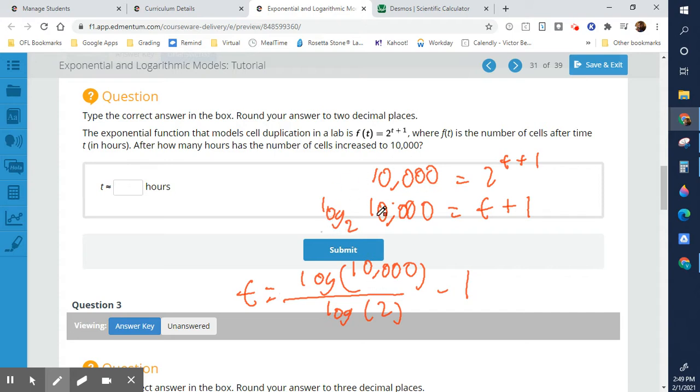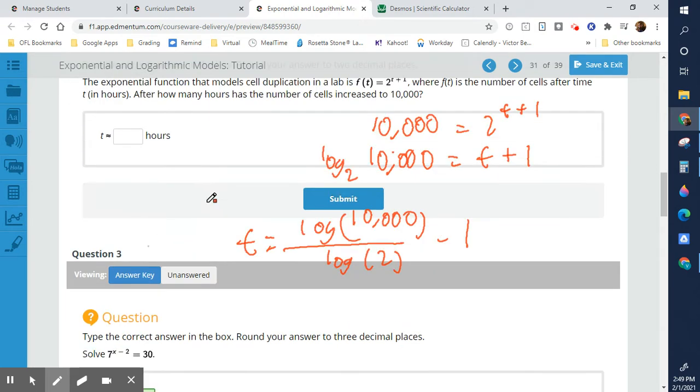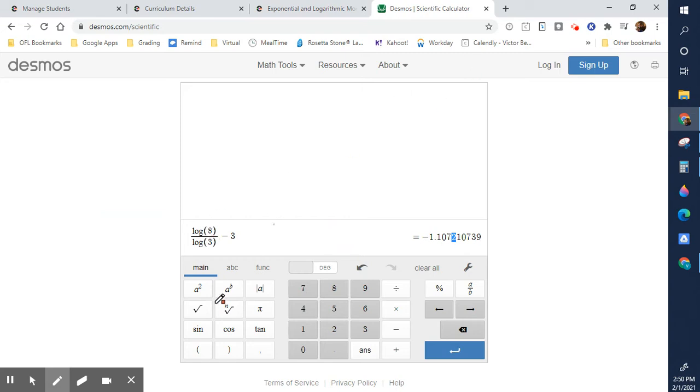I apologize. I only meant to use the log bases when I'm showing my work here, but since I was handwriting it, I figured I might as well handwrite it correctly. So I'm going to go back to my mouse first of all. We go 10,000, log base 2, and I'm going to subtract the 1.